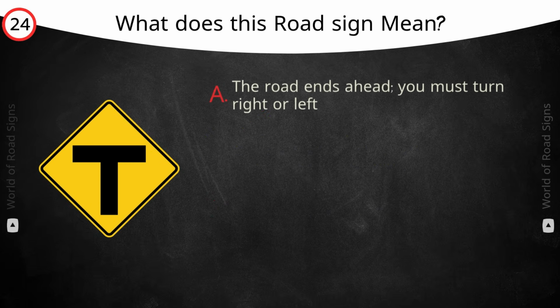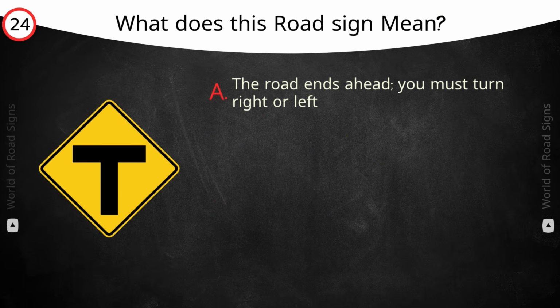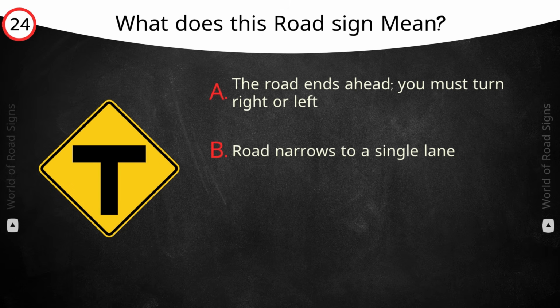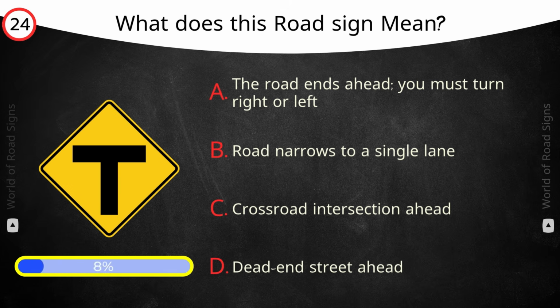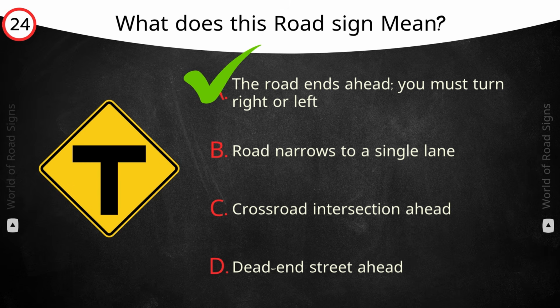Question 24. What is the message behind this sign? A. The road ends ahead. You must turn right or left. B. Road narrows to a single lane. C. Crossroad intersection ahead. D. Dead-end street ahead. The right choice is option A. The road ends ahead. You must turn right or left.